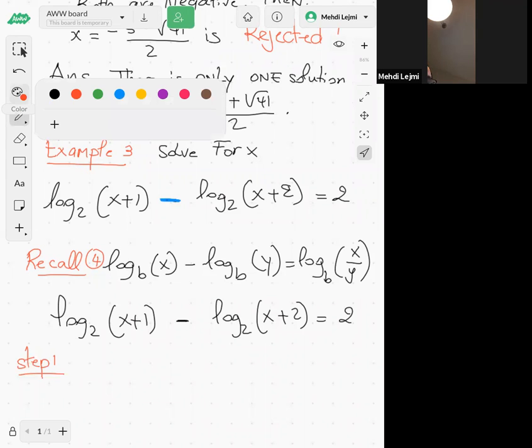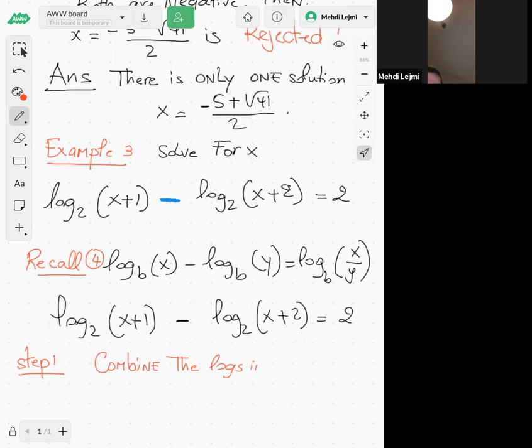So I'm gonna combine the 2 logs in 1 log. As I said, if you have log of x minus log of y, in the same base, there'll be the log of x over y, right? So here I have log of x plus 1, minus the log of x plus 2, then there'll be the log of x plus 1 over x plus 2.